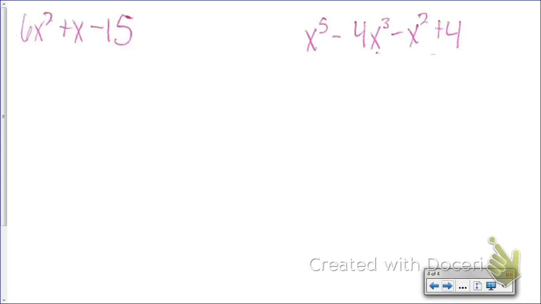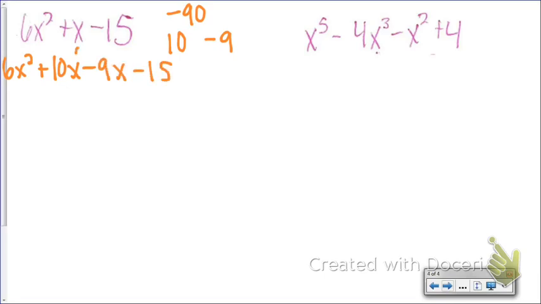I need to multiply 6 times 15, so 6 times negative 15 is a negative 90. I need two numbers that multiply to negative 90 but add up to a positive 1, and that's because my middle term is 1. So two numbers that multiply to negative 90 and add up to 1, those two numbers are going to be a positive 10 and a negative 9. So what I'm going to do with those two numbers is I'm going to rewrite this equation, except instead of my middle term being just x, I'm going to rewrite that middle term using the two numbers I just found. So that's going to be 10x minus 9x minus 15.